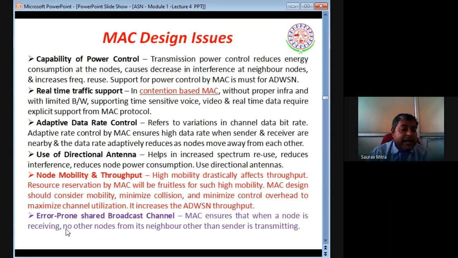So minimize the control overhead and maximize channel utilization. Maximum channel utilization means the communication channel should not be left blank. That is the first thing. The communication channel will always be used, but the communication channel will not be overused.